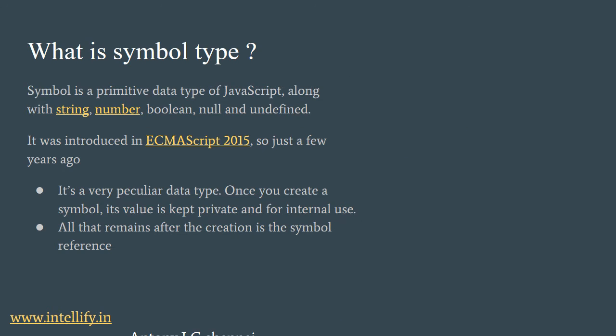Symbol type. By specification, object property keys may be either of string type or of symbol type. Not numbers, not booleans, only strings or symbols. These are two types. Till now, we have been using only strings. Now, let's see the benefits that symbol can give us.